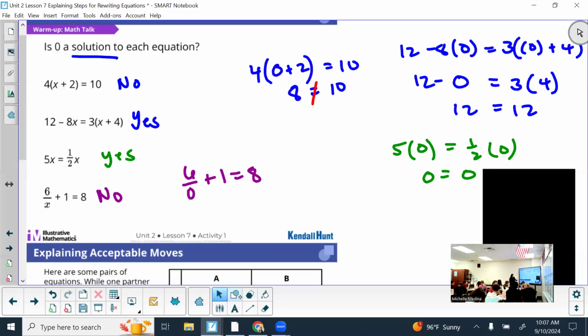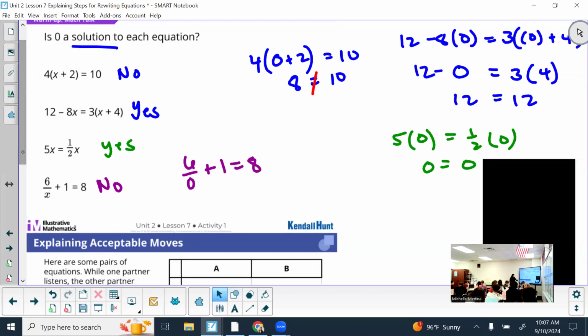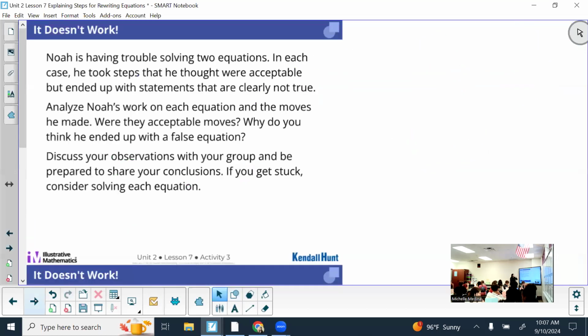Moving on back to this lesson. We're gonna skip this first activity that's on here. And we're gonna go straight to this one. So it's on the back of your 2.07 paper.